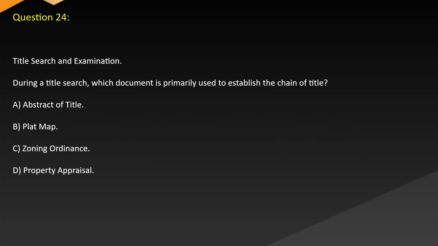Question 24. Title search and examination. During a title search, which document is primarily used to establish the chain of title? A. Abstract of title. B. Plat map. C. Zoning ordinance. D. Property appraisal.